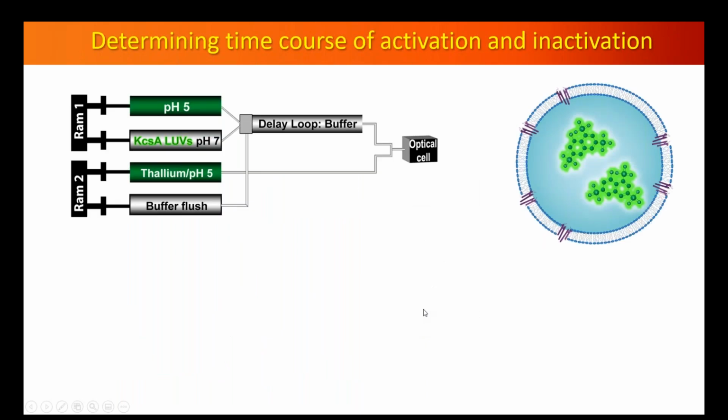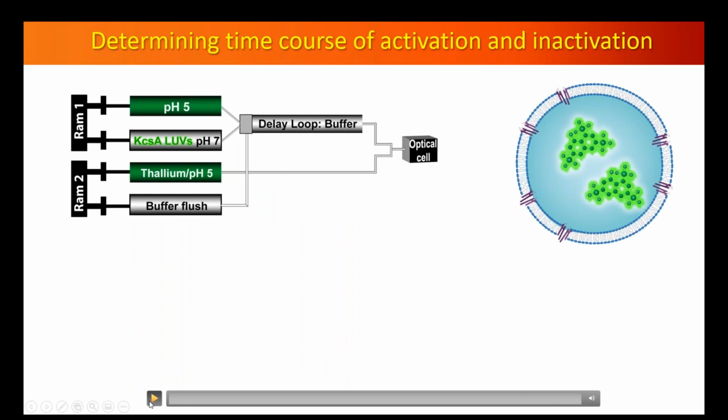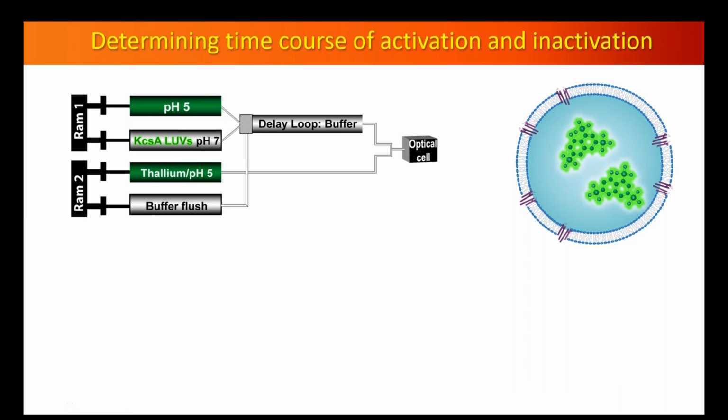So in order to assay KcsA, we used the stopped-flow technology. We reconstituted KcsA into large unilamellar vesicles that encapsulated ANTS. ANTS is a fluorophore that's quenched by thallium ions. Thallium ions are permeable to KcsA. So once KcsA is opened, thallium can enter the intravesicular milieu, quenching ANTS, and the ANTS quench time course can be used as a readout for the open KcsA population.